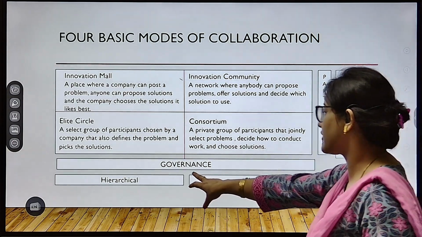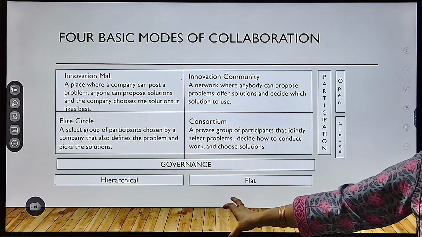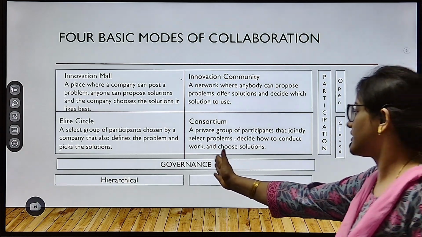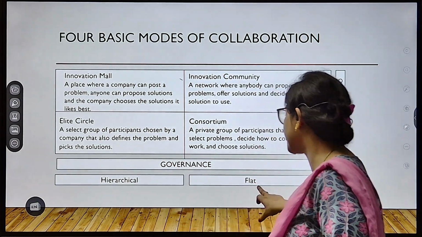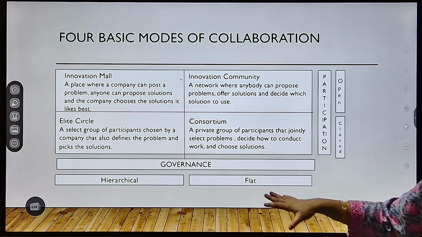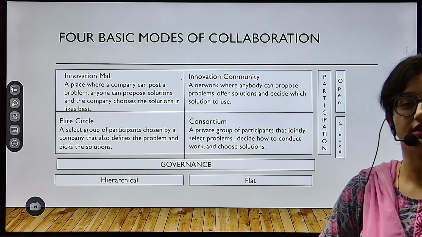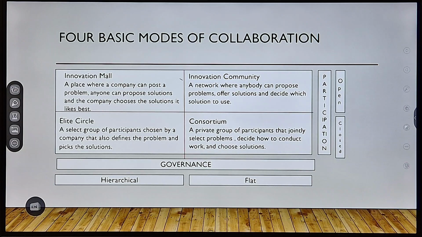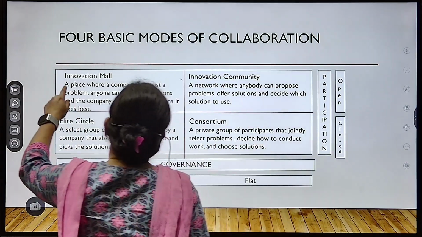Then the governance. What does governance mean? How the people will be governed. Understood? It comes from the word government, right? Hierarchical is on this side, and this is flat. Flat means the governance is between the different members, and hierarchical means there will be a formal structure, right? So these are the 4 models of collaboration.